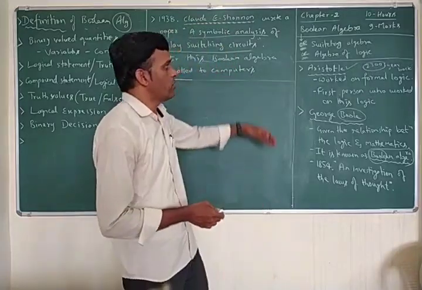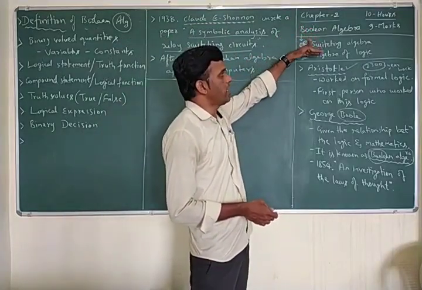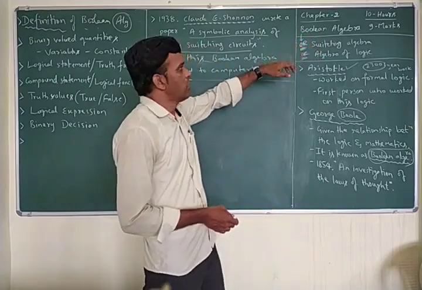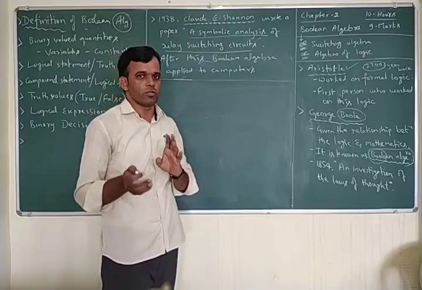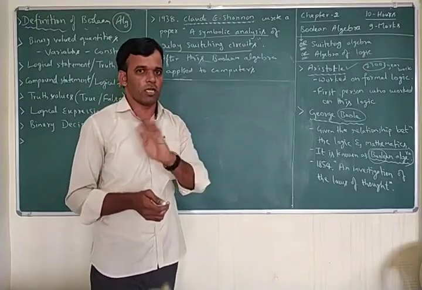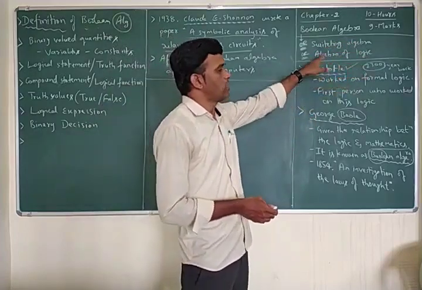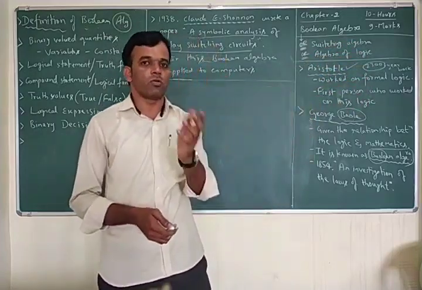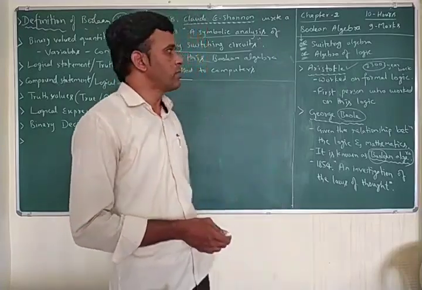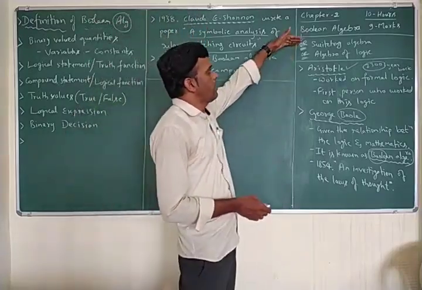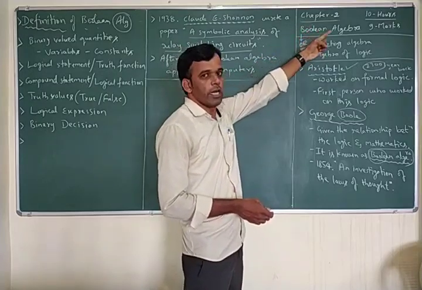Here we also know the other two names for Boolean algebra: switching algebra and algebra of logic. Switching algebra in the sense that it is switching between only two values, true or false, or 1 or 0. That's why you can call it switching algebra, or logical algebra. Logic again is about only true, false or 1 or 0. So these two names can also be used for Boolean algebra.